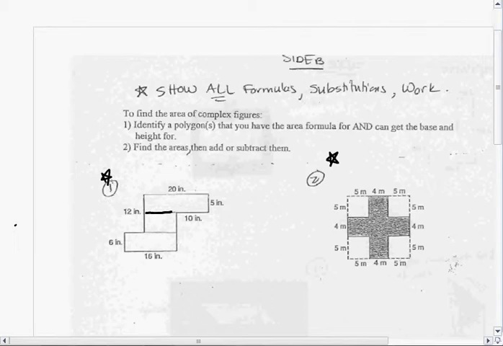In number 1, the problem has already been divided up for me into 3 separate rectangles. I'm going to use the rectangle area formula, area equals the base times the height. And my top rectangle, this rectangle right here, is 20 by 5 inches. So I'm going to go 20 times 5 and I'll get 100. So this is 100 inches.